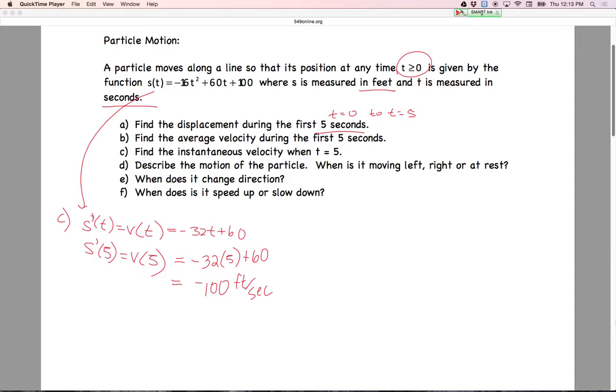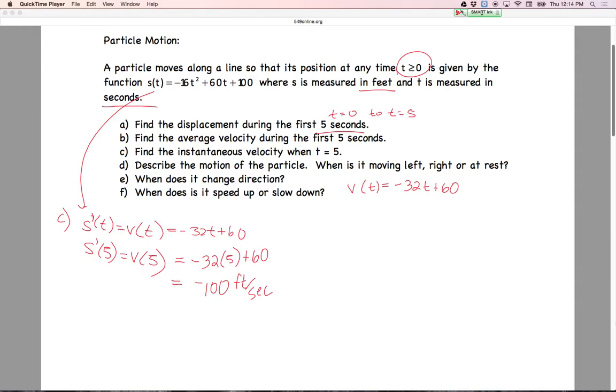To describe the motion, you're going to have to analyze the sign because you don't have the graph. Now, this one's easy enough to graph, and I'm going to make tomorrow's not easy enough to graph. So we've got V of t is equal to negative 32t plus 60. How do we analyze the sign of a function? Figure out where it crosses what? The x-axis. Why? Because the sign can change.